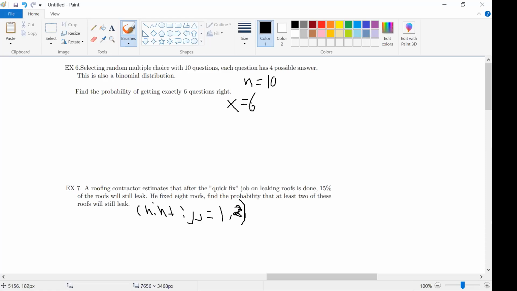Now we just need P. We have 4 possible answers. It's pretty clearly implied there's guessing going on here. So we have 4 possible answers, so you have a 1/4 chance of getting it correct. Okay? Now let's switch over to our calculator and plug these in.